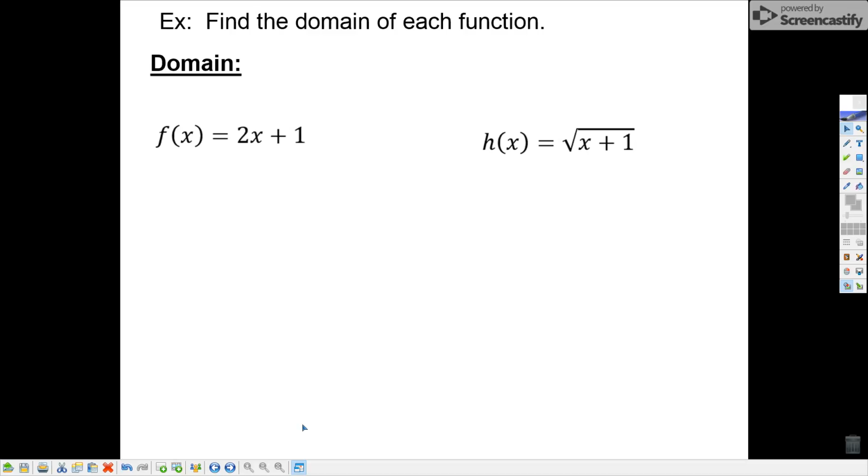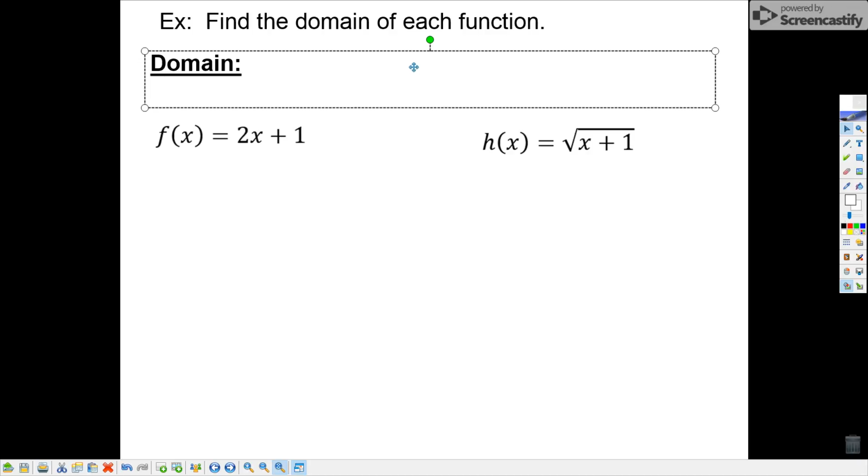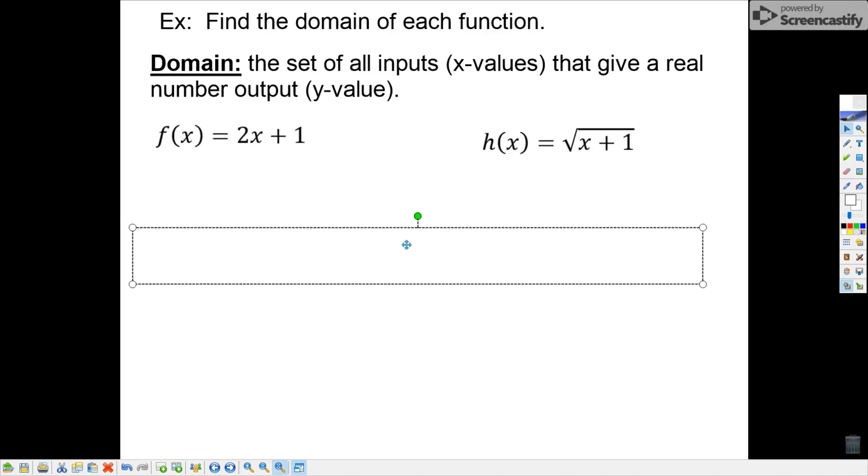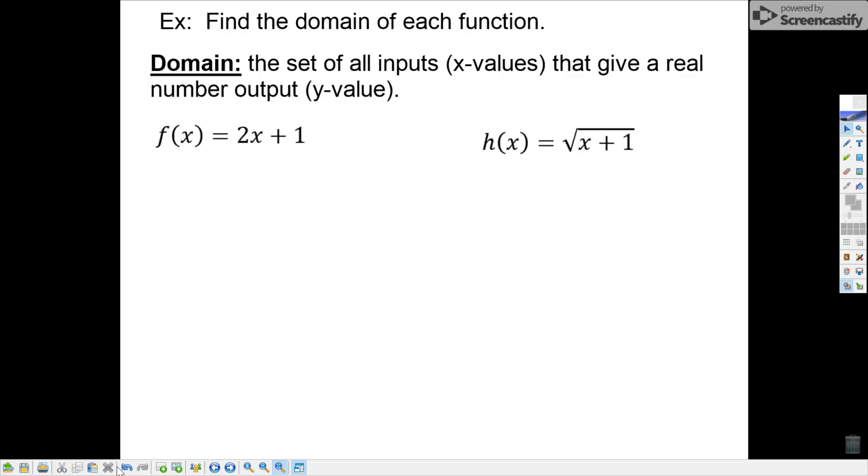All right, I wanted to do just a short video on domain, just as a little refresher for those who need it. So just a reminder, domain is simply the set of all inputs, or x values, that give us a real number output, or y values. So often people say domain are all the x values. That's half true. It's the x values that give us a real number output.